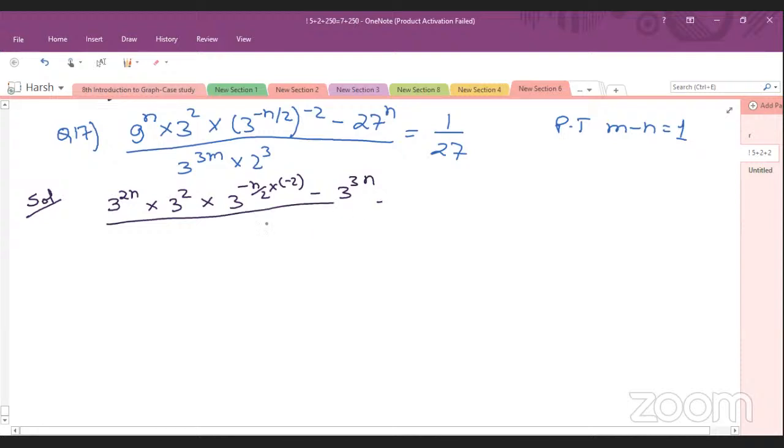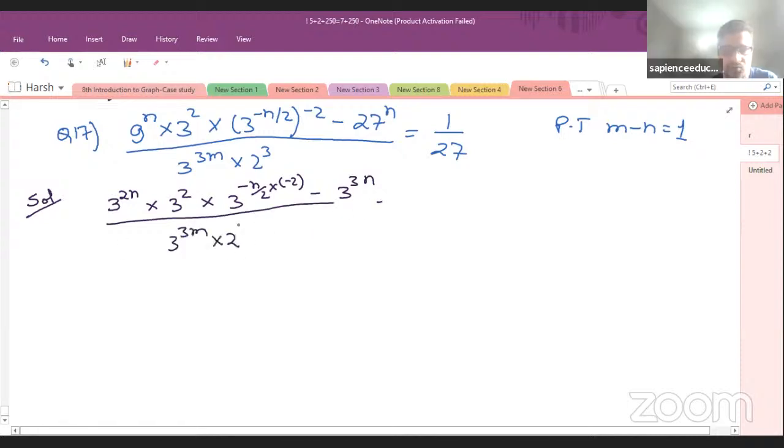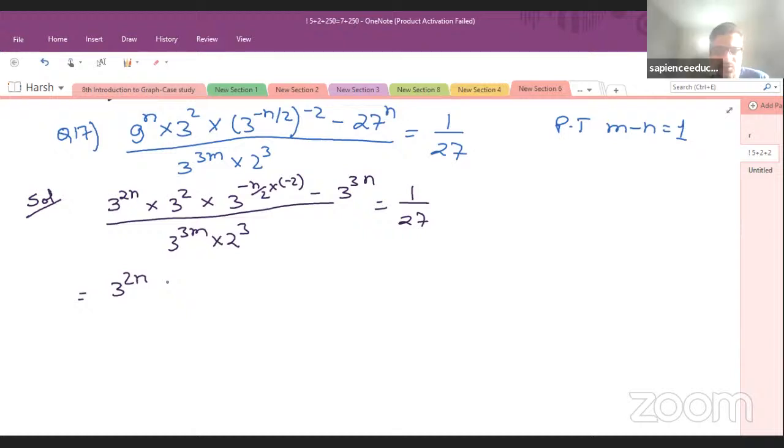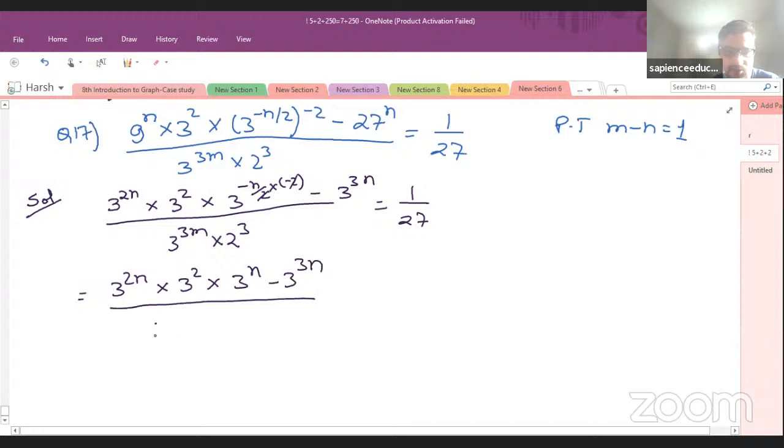Okay, by 3 to the power 3n into 2 to the power 3 equals 1 by 27. Next is 3 to the power 2n. Sir, we multiply 3 raised to 2n into 3 raised to n, and then keep 3 square. Okay, understood. So let me first write so that everyone understands. After multiplying these two, 3 to the power n minus 3 to the power 3n by 3 to the power 3m into 2 to the power 3 equals 1 by 3 to the power 3.